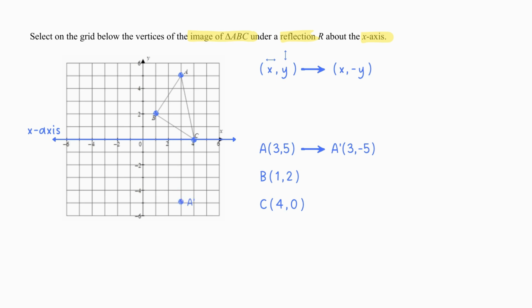For B, our coordinates are at 1, 2. Keep the 1, but change 2 to -2. Our new point B' is at 1, -2. For C, our coordinates are at 4, 0. Keep the 4. Since the opposite of 0 is still 0, this point stays exactly where it is. Our new point C' is at 4, 0. Perfect. Those 3 points create the mirror image of the triangle below the line.